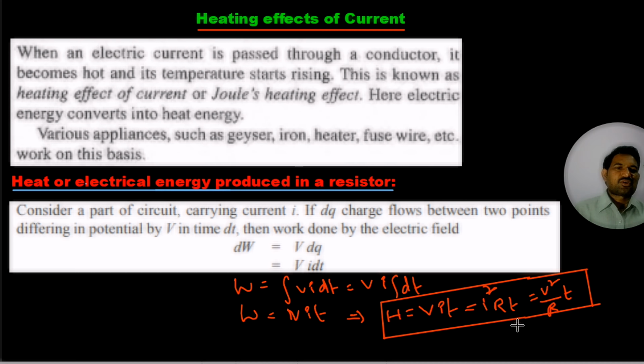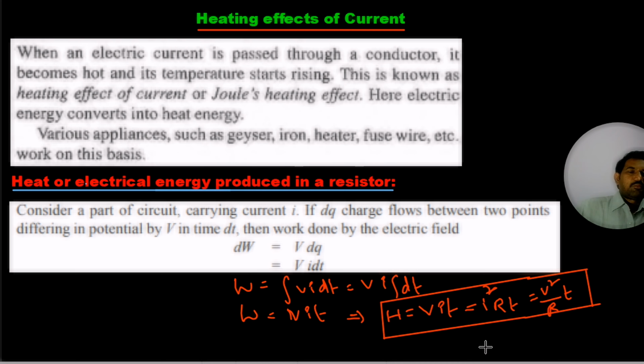When you are comparing heat energy produced in different elements, which formula you need to take depends on the situation. Suppose you are taking two resistors connected in series. Then we can compare the heat produced in them using this equation, because when they are connected in series, the same amount of current I will flow through them. Then H is directly proportional to R into T, and if the time is the same, H is directly proportional to R.